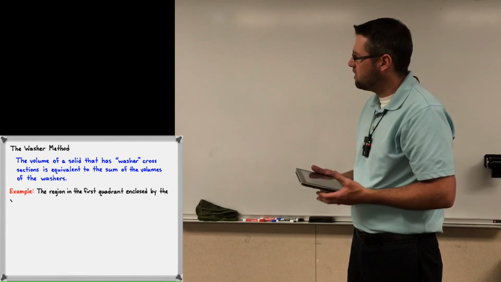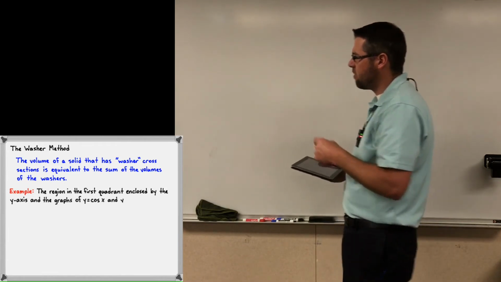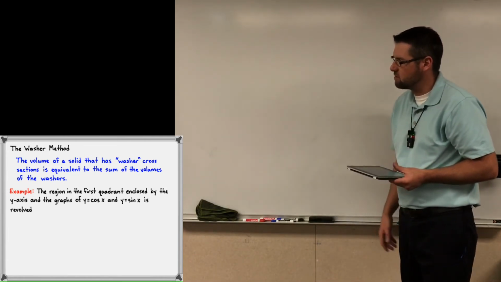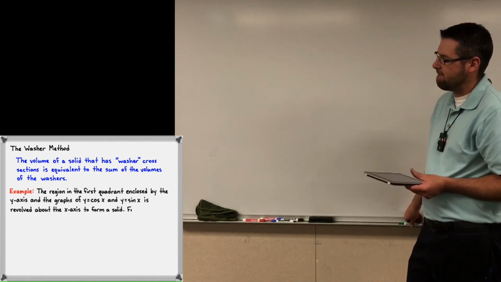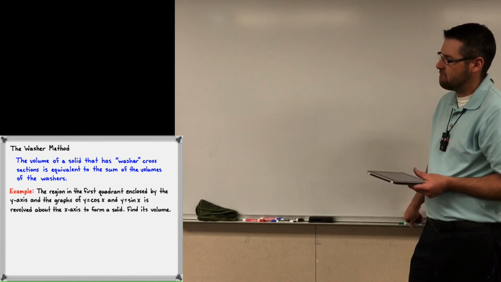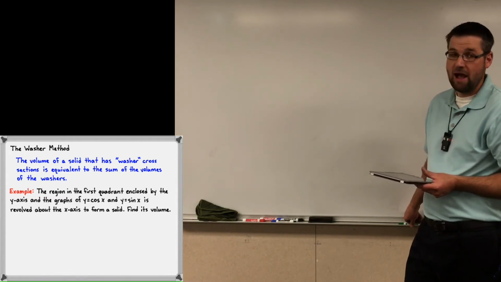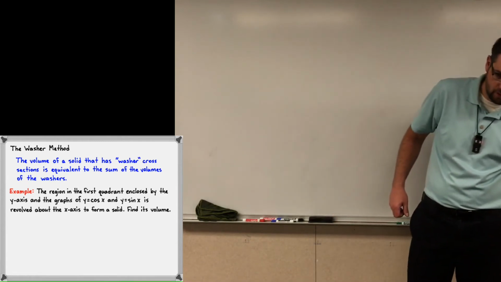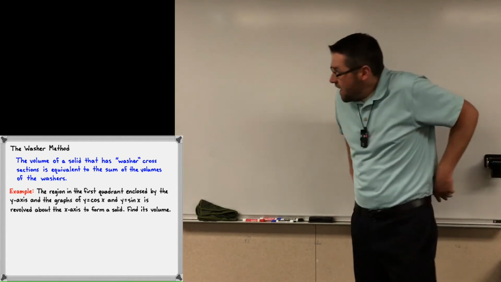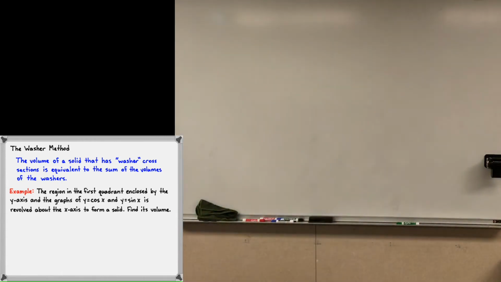I want the region in the first quadrant enclosed by the y-axis, the graph of cosine of x, and the graph of sine of x. It's going to be revolved around the x-axis. Find the volume. So again, graph what I'm talking about here. It's important. It's bounded by the y-axis, cosine of x, and sine of x.